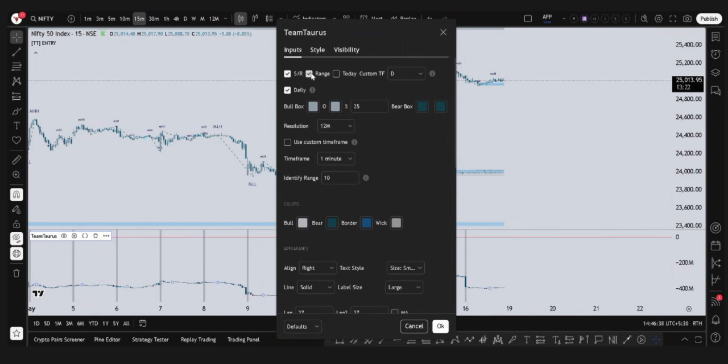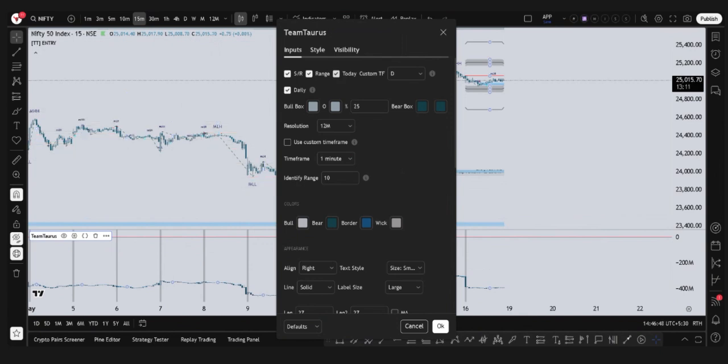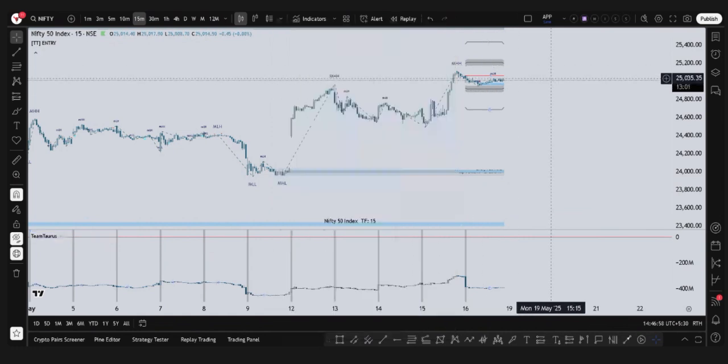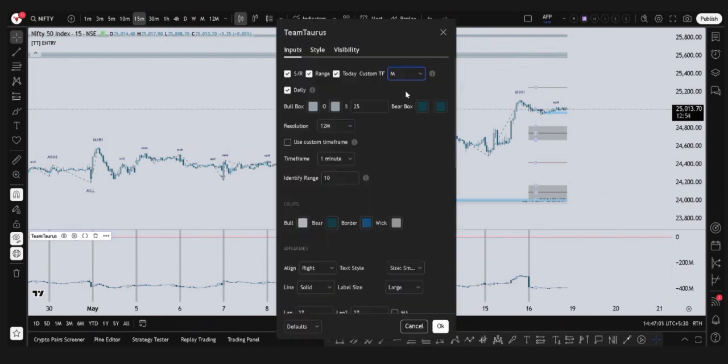Once you activate range indicator, if you don't want your whole screen to be cluttered like this, too many lines and stuff, use today. So it shows only today's range, daily range. So if you place it on daily here, you can see the daily range. If you place it on weekly here, you can see the weekly range like this. And if you place it on monthly, you can see a monthly range.